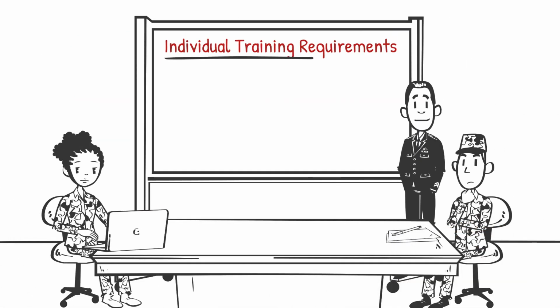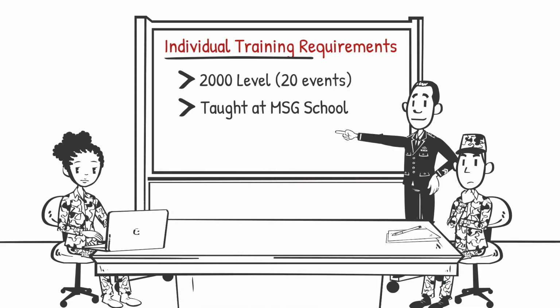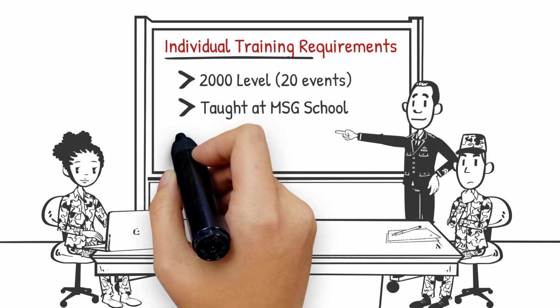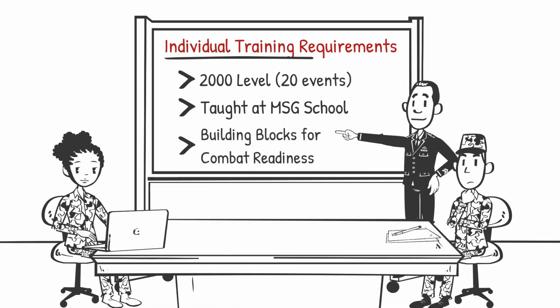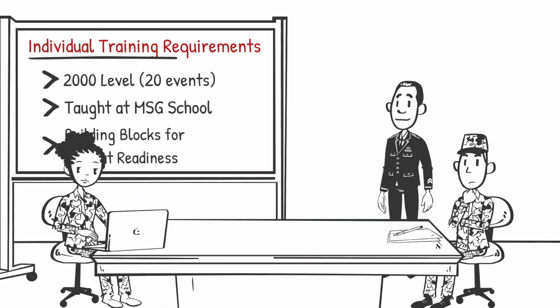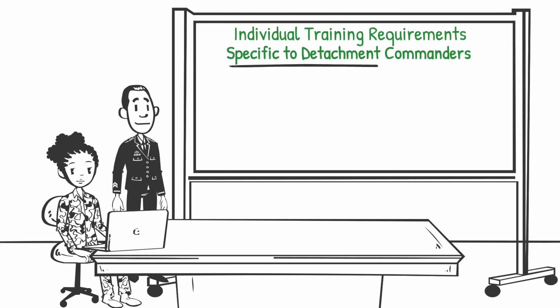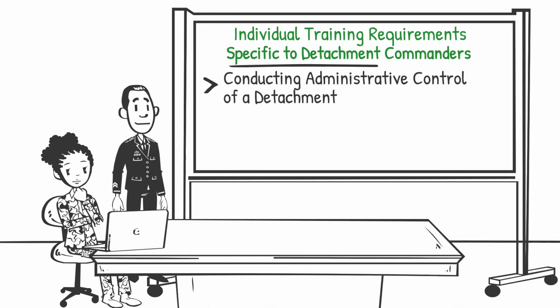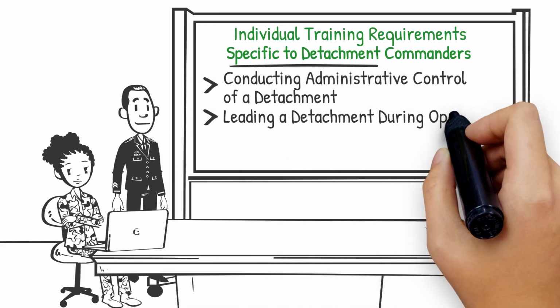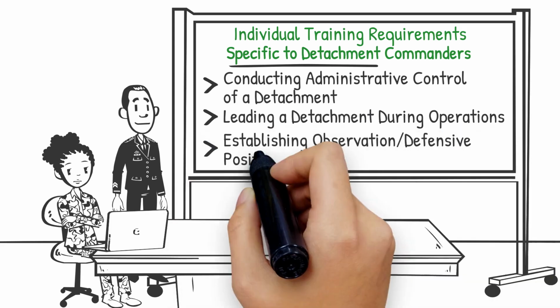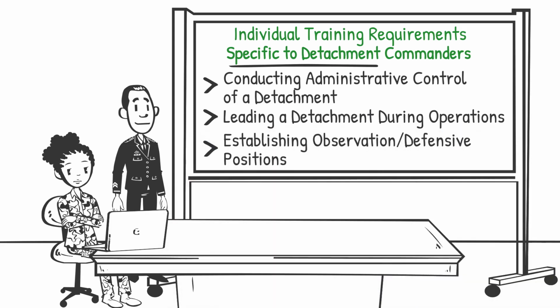Any individual training requirement is expected to be taught to the Marines during MSG school. Individual training events and the mastery of individual core skills serve as the building blocks for unit combat readiness. Additionally, there are 3 individual training requirements specific to detachment commanders, including conducting administrative control of a detachment, leading a detachment during operations, and establishing observation or defensive positions.